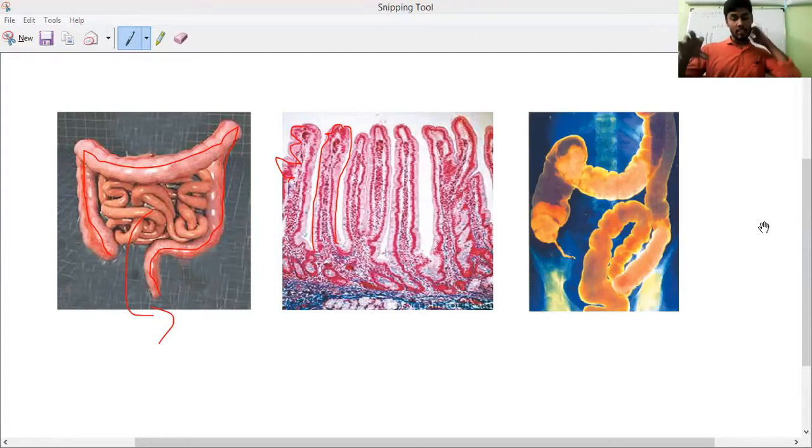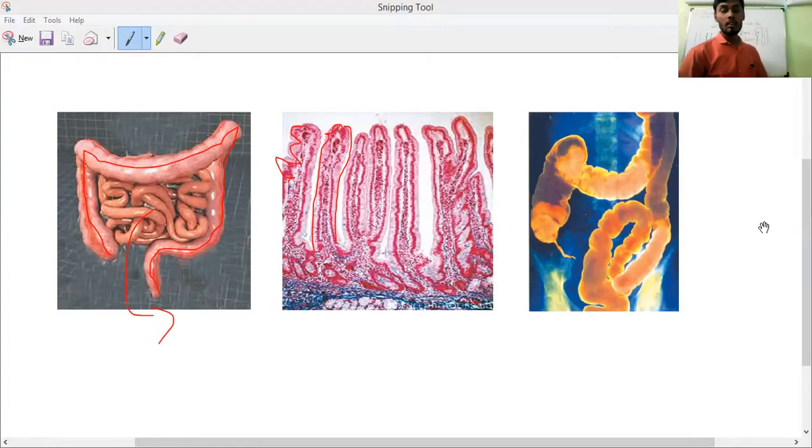So what is the use of this villi? It helps rapid absorption, absorbing digested food into the blood of a person. Understand? So through this only.